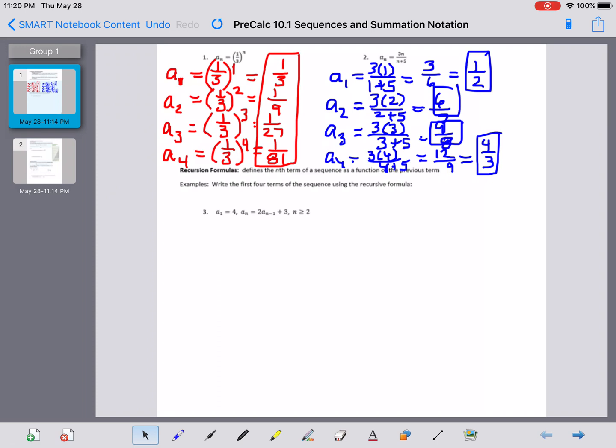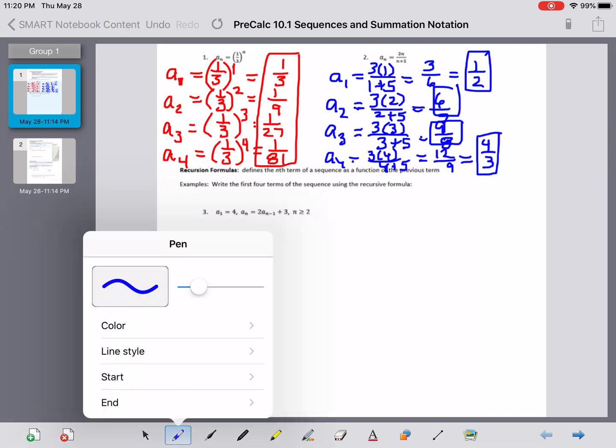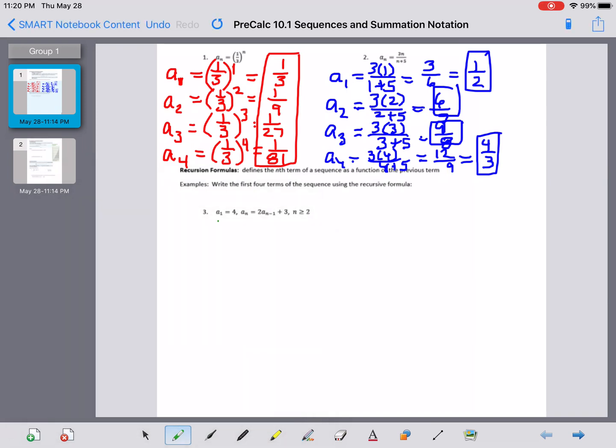That's why it's recursive, because it uses the one in front of it. Okay, so when you see these recursive formulas, you're going to notice that they usually give you the first term, or at least a term in the sequence. So my first one they do give me: a sub 1 equals 4. So if I'm writing the first 4 terms, I actually have the first one. So my first one is just a sub 1 equals 4, so there's one of my answers.